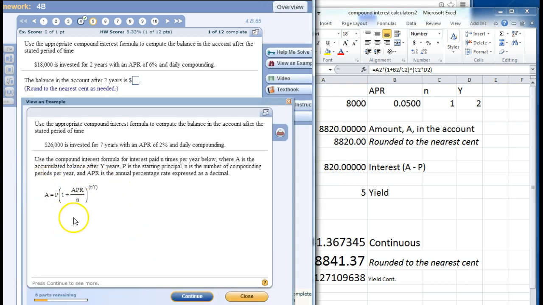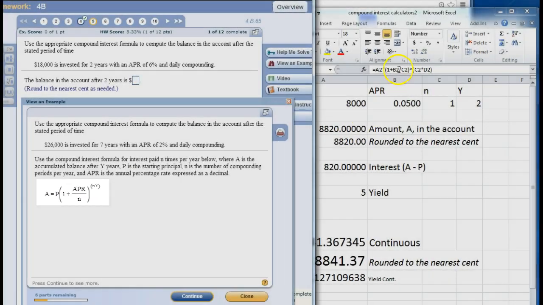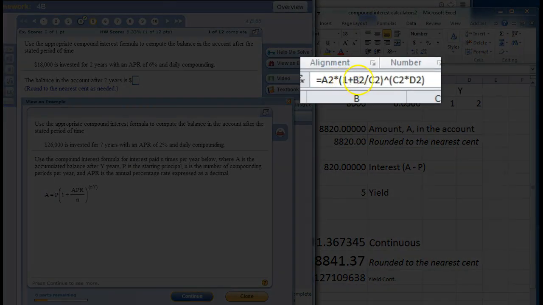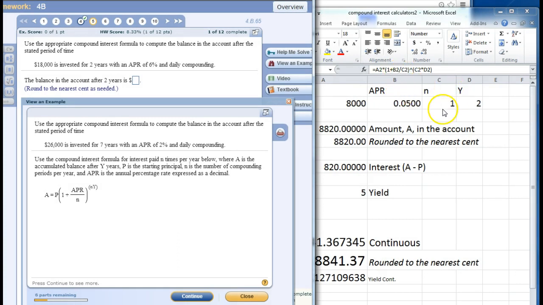So here's the actual compound interest formula. Parentheses, P times parentheses 1 plus. There's the division, there's the multiplication, and the power. So there's P times parentheses 1 plus, there's the division, APR over N, raised to C2 times D2, N times Y. B2 is the APR, C2 is N. So I'm just plugging into the formula, just clicking on one of these cells when the letter is called.